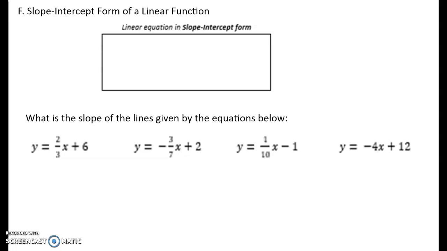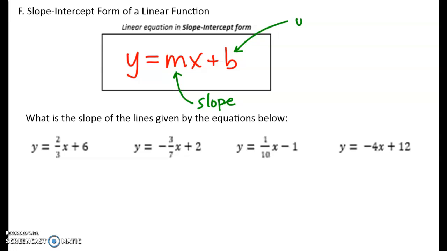We have the slope-intercept form of an equation, and it's given like this: y equals mx plus b. Hopefully this rings a bell because you have seen this before. In this equation, we already know that m is the slope. That's the variable we've designated to mean slope. And b, in this case, is the y-intercept.